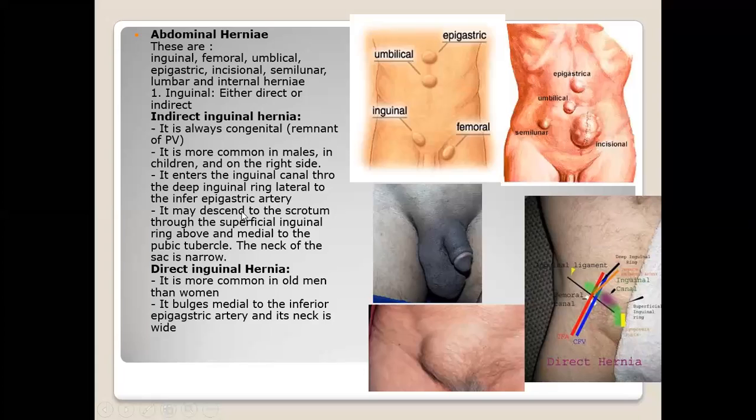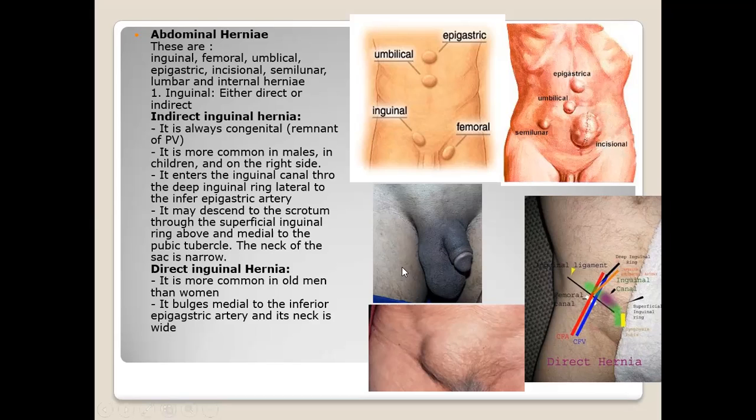It enters the inguinal canal through the deep inguinal ring, lateral to the inferior epigastric artery. Then it may descend to the scrotum through the superficial inguinal ring. So it comes through the deep inguinal ring, passes through the inguinal canal, and comes out through the superficial inguinal ring into the scrotum. So here you can see, this is the same. It lies medial to the pubic tubercle, and the neck of the sac is narrow. So this is the indirect hernia, which is congenital and seen in male children, mostly on the right side.